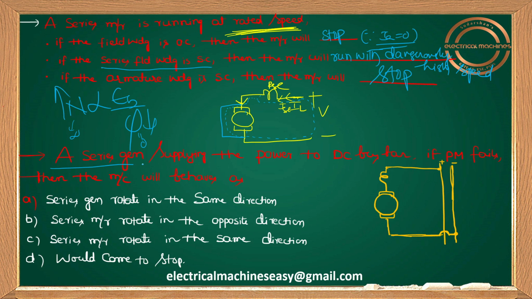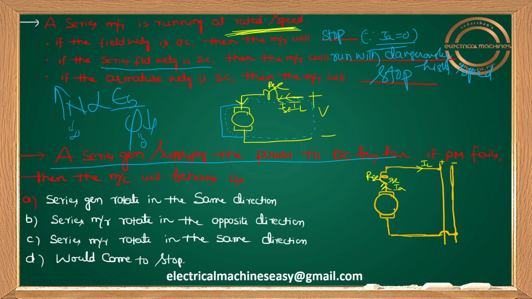A series generator is supplying power to the DC bus bar. Initially, it is acting as a DC series generator, giving supply to the bus bar. Let us see. We have the series field winding resistance RSC. Here IA is like this, ISC is this one, and IL is like this. So the series generator is supplying power to the DC bus bar; supply is going to the DC bus bar.